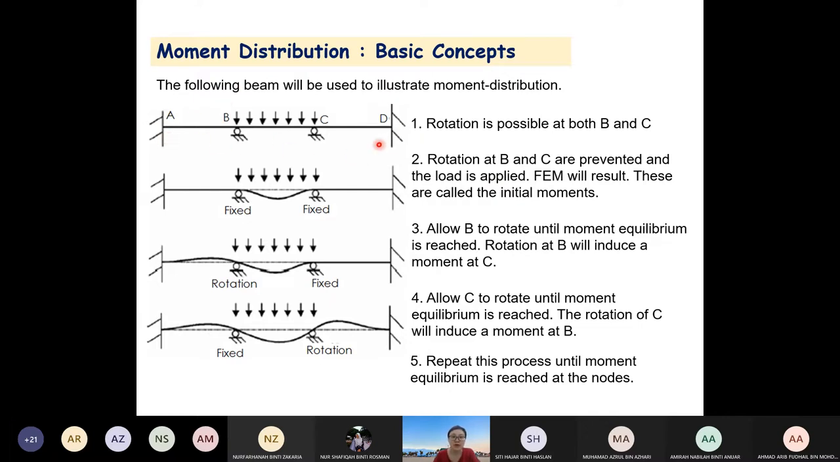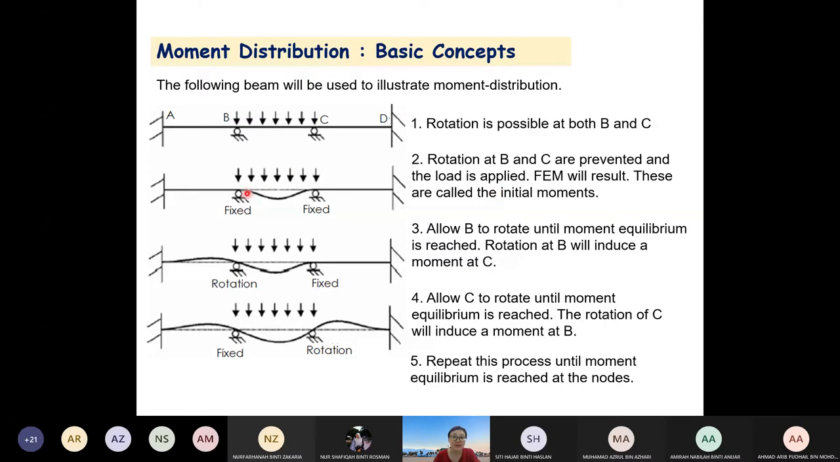This is the real structure, where you have a fix at A, fix at D, roller at B and C. If you have a loading in between B and C, rotation is possible at both B and C. This is for the real case. Yes, it is true because this is a roller. If you remember our support conditions, for fix the rotation is not permitted, but at roller or pin the rotation is possible. In this method, the rotation at B and C are prevented and the load is applied.